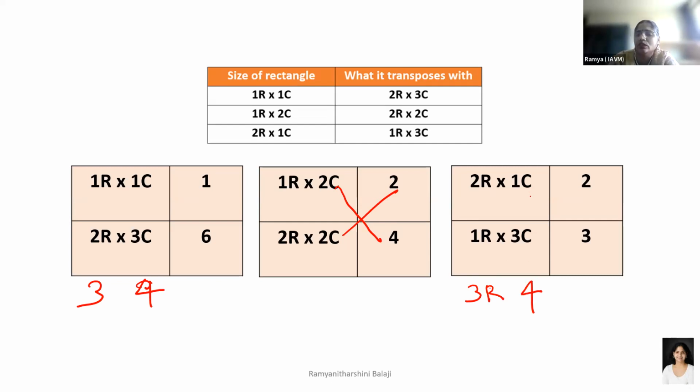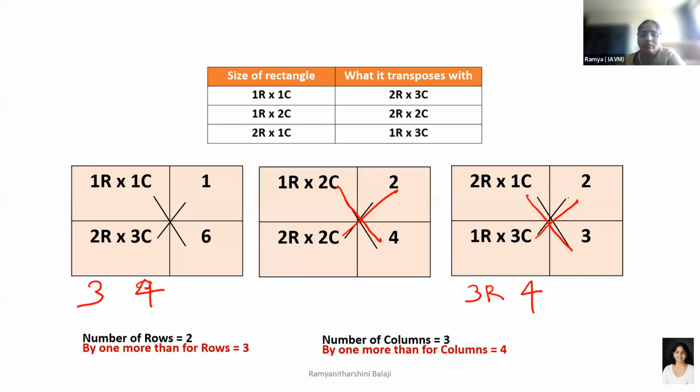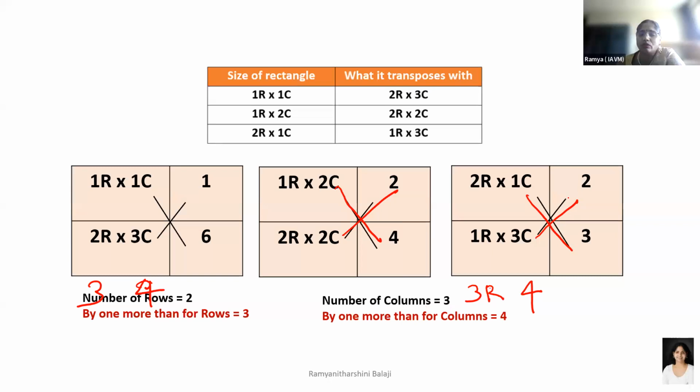And 2 row into 1 column has 3 rectangles, and 1 row into 3 column has got 2 rectangles in number. So 1 row into 1 column has got 6, and 2 row into 3 column has got 1. So you can see the number of rows is 2, so by 1 more than, for rows is 3. And the number of columns is 3, so by 1 more than, for columns is 4.